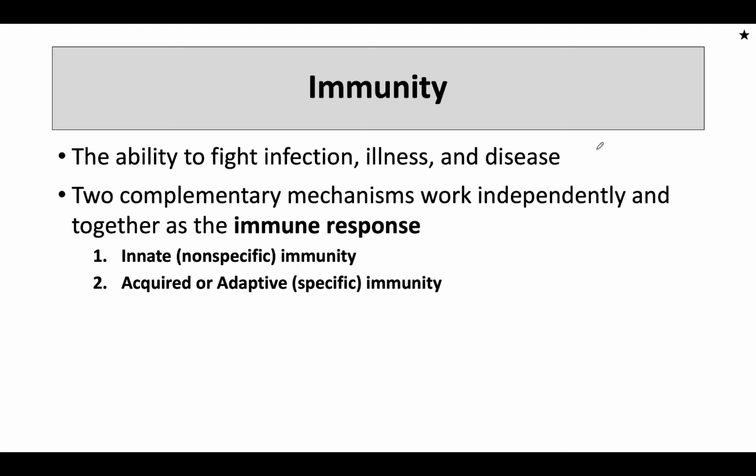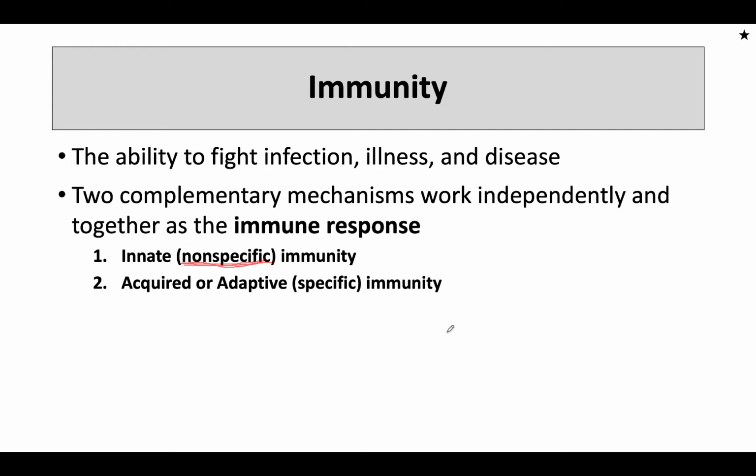There are two mechanisms of the immune system. They work independently, but they also work together. There's a lot of crossover between these two processes. The first is the innate, which is non-specific. I really want you to pay attention to this term non-specific. Another way of saying non-specific would be to say non-selective.